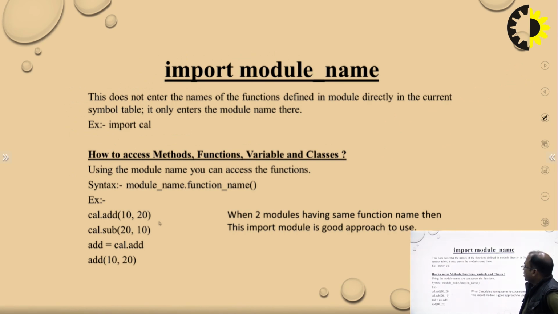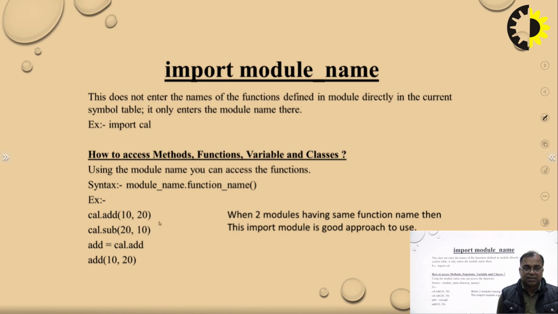Next, import module name. This does not enter the names of the functions defined in the module directly in the current symbol table, and it only enters the module's name there. It means we can import it as import call. Suppose call is some module. So it only enters the module name there.